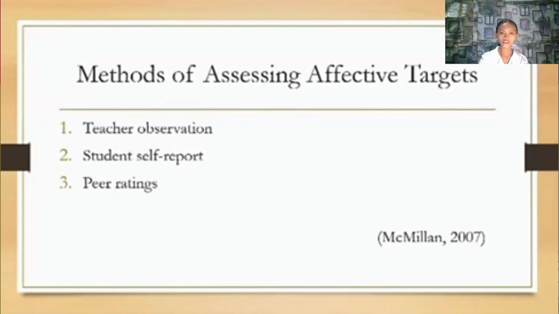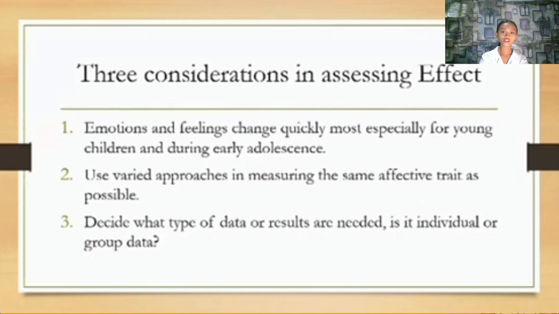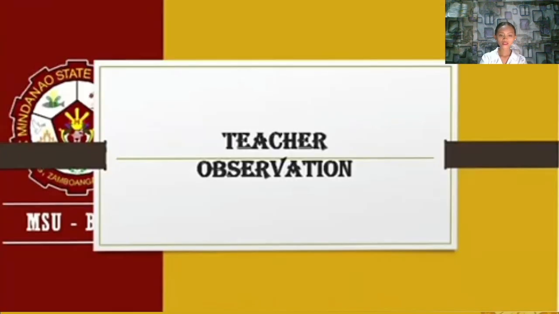So, let's proceed to the three considerations in assessing affect. There are three considerations in assessing affect. So now, let's proceed to the teacher's observation. Teacher's observation is actually one of the essential tools for formative assessment. However, in this chapter, we will just focus on how to use this method so that teachers can make more systematic observations to record students' behavior.